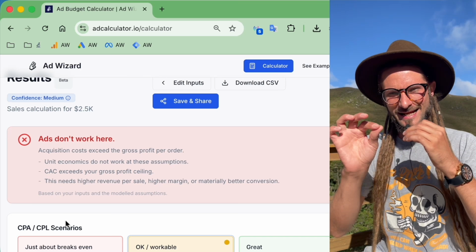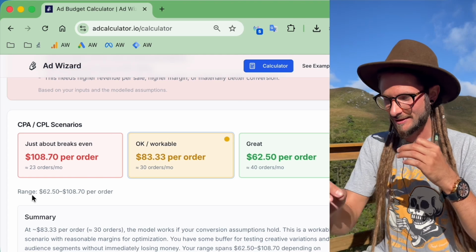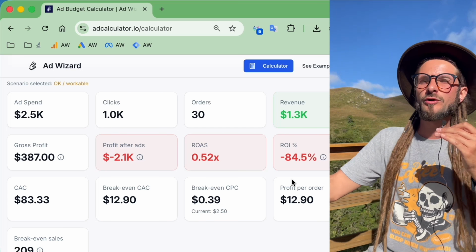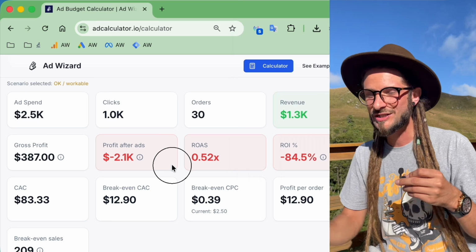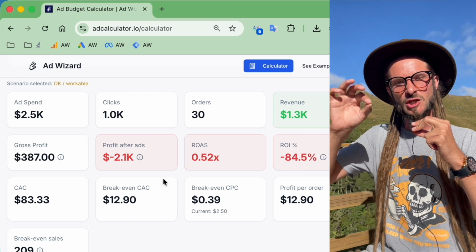Here we can see that the ads do not work here. We've got our message saying ads won't work here. Now we're going to look at the data and say why. Why won't the ads work here? This is more of a subscription style model. The initial order value is pretty low, but the lifetime value is higher, which can work only if the acquisition cost and the payback period is justified.